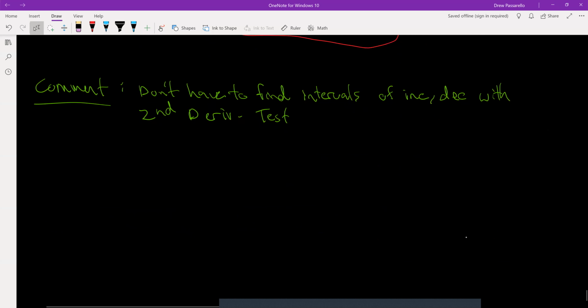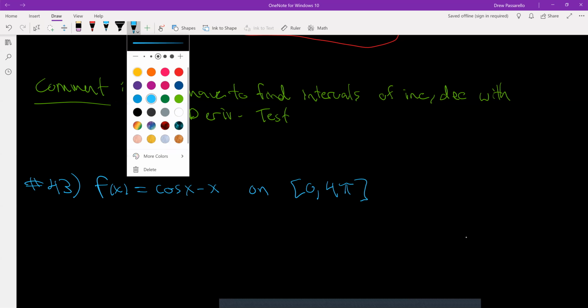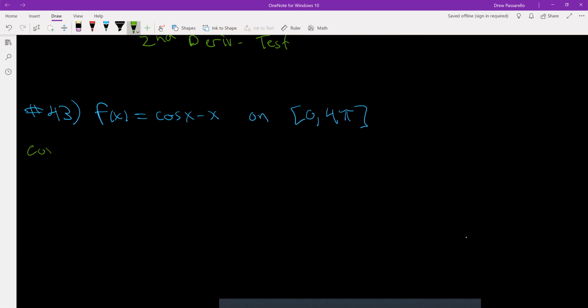The next one, number 43. Again, we're going to apply the second derivative test. And before I do the problem, I'll make note that a relative min or max cannot be an endpoint of an interval.